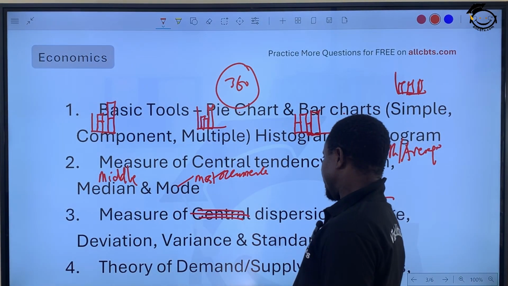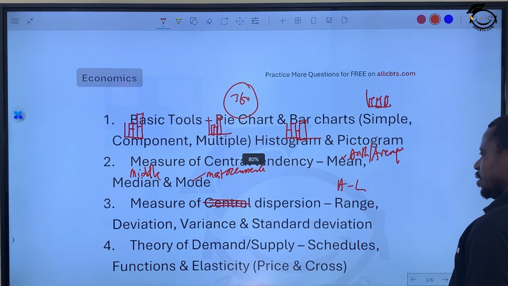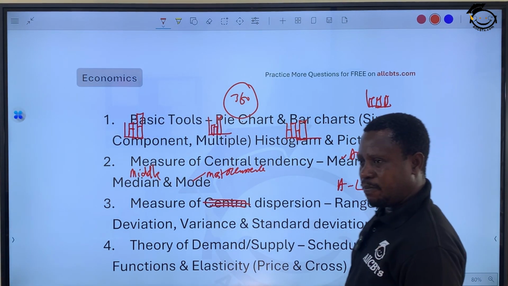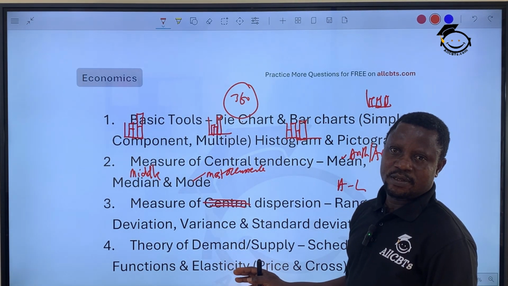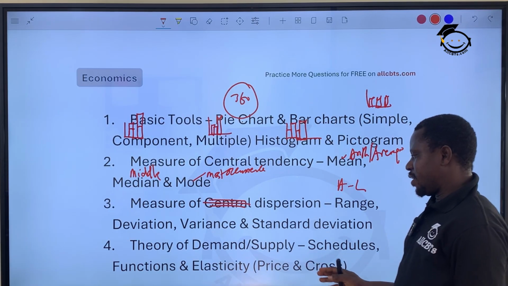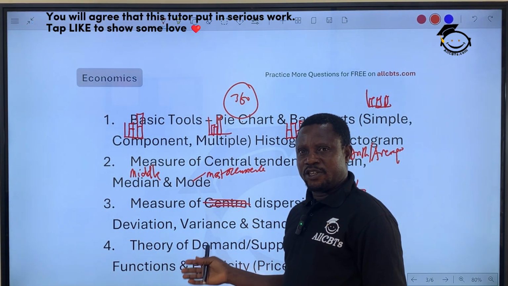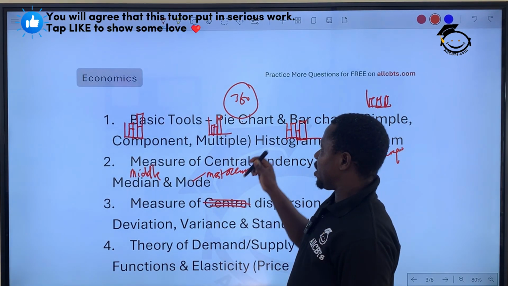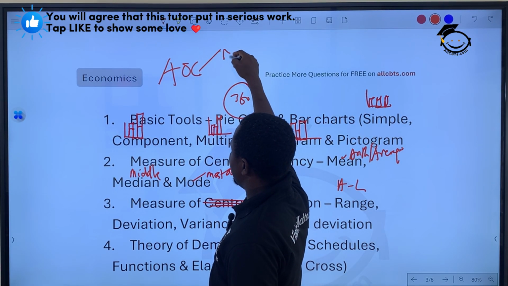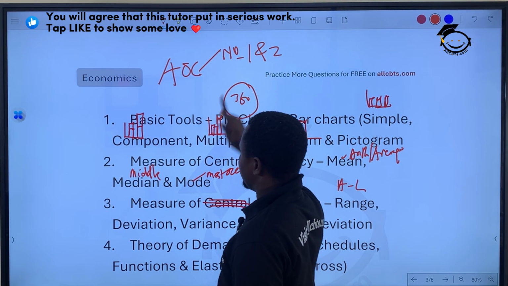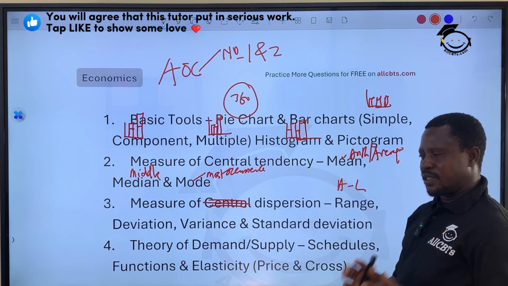Now, the next topic we are looking at here is the theory of demand and supply. This is a very heavy topic as far as economics is concerned. What are the areas of statistics that they used to bring out for your number one? Remember, we are talking about AOC now, area of concentration for number one and number two. Those calculation statistic aspects.